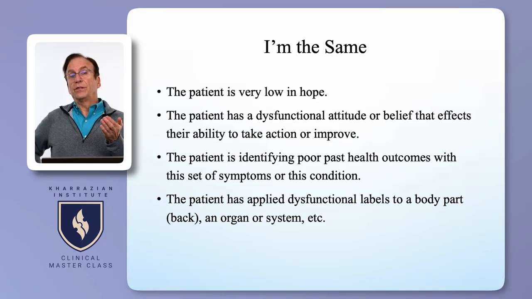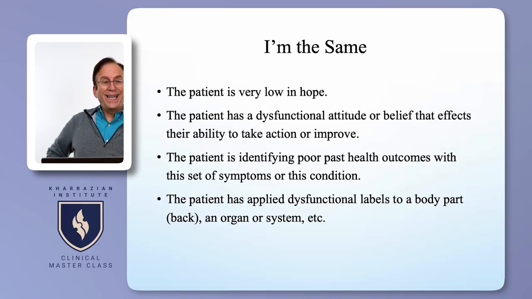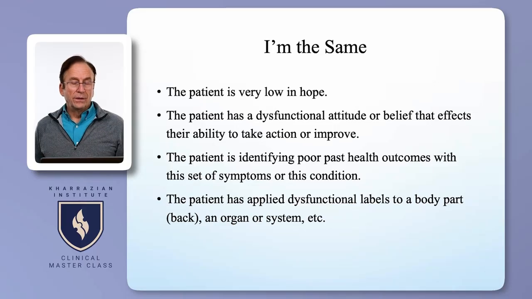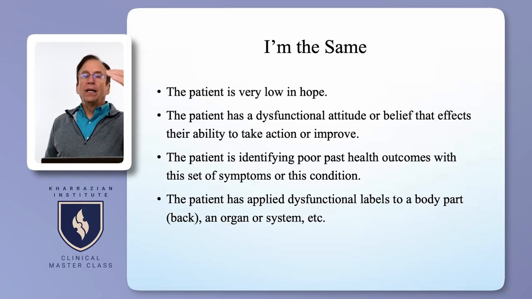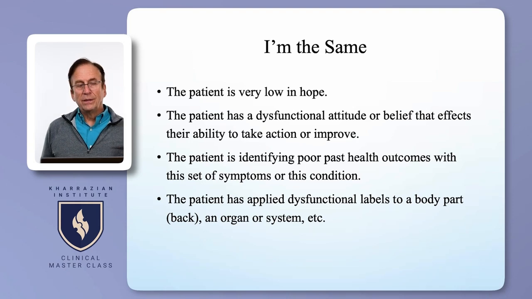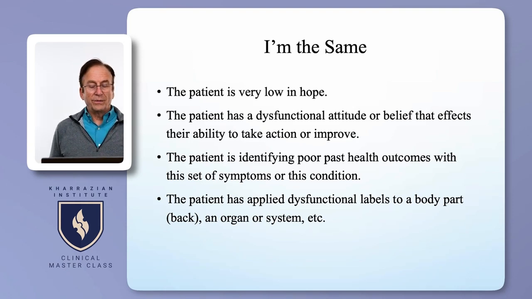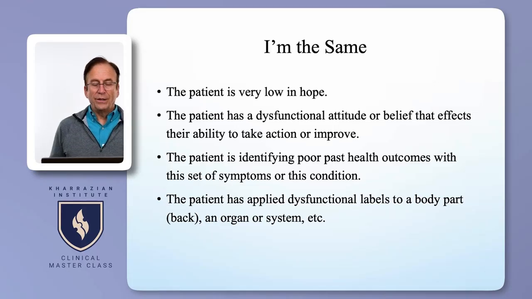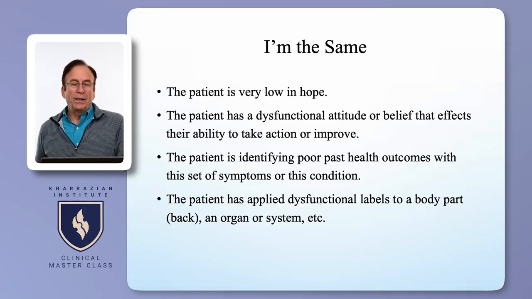Or the patient has a dysfunctional attitude or belief, and that's actually affecting their ability to take action or to improve. But we're going to talk about dysfunctional attitudes and how to figure out what they are and how to reprogram them. Another thing that's very interesting is the patient is identifying poor health outcomes with you, with this set of symptoms or this condition. That's called linkages. I'm going to talk about this because then the patient is predicting poor health outcomes under your care. So we're going to talk about how to identify that, which is negative forecasting.